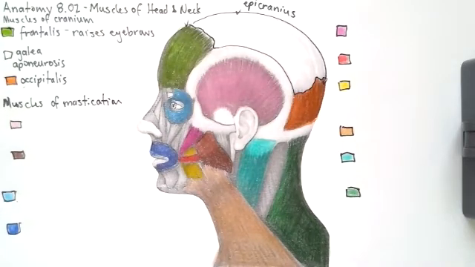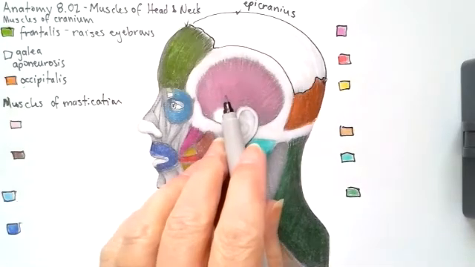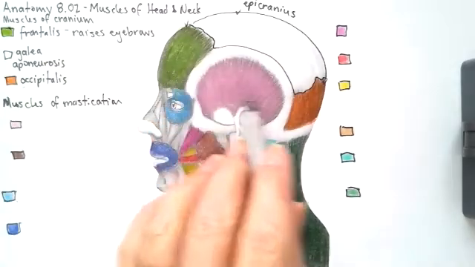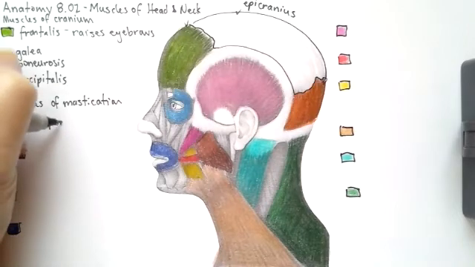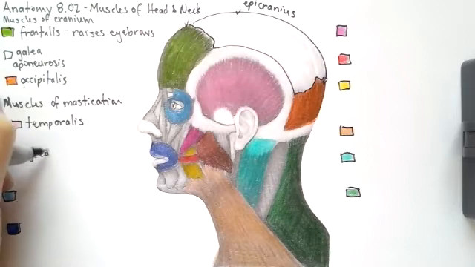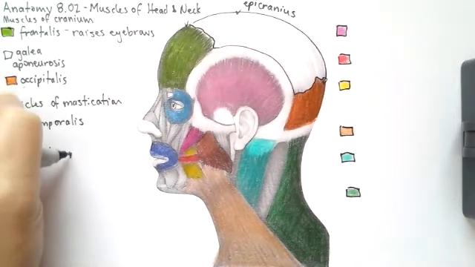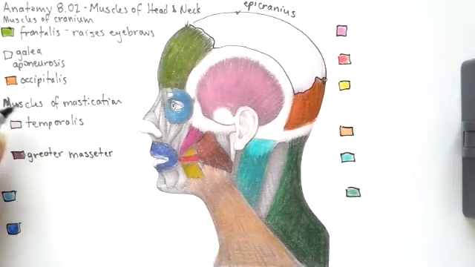And we have two muscles of mastication, light pink and dark brown. And you'll notice that in this case, they're named for the bones they lie on top of. So this light pink is the temporalis muscle, and the dark brown is called the masseter.